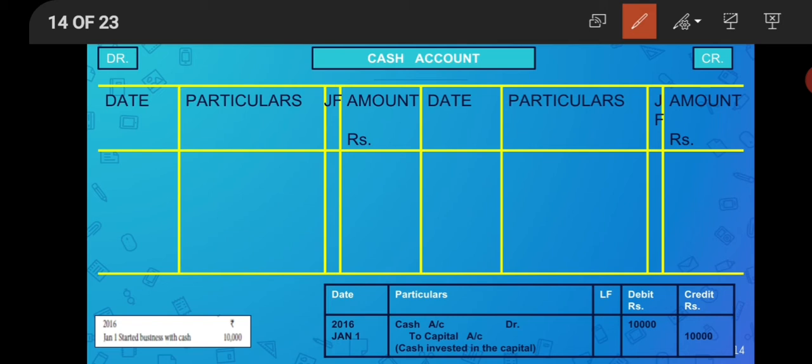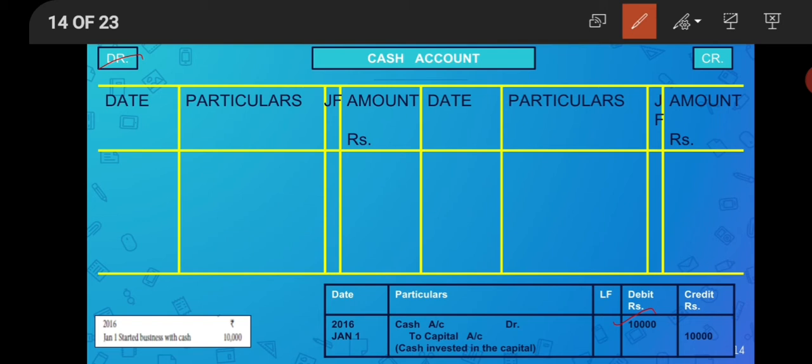Now cash account is debited, isn't it? Cash account is debited. So in cash account, select the debit side and then you want to start posting. You want to do the posting.